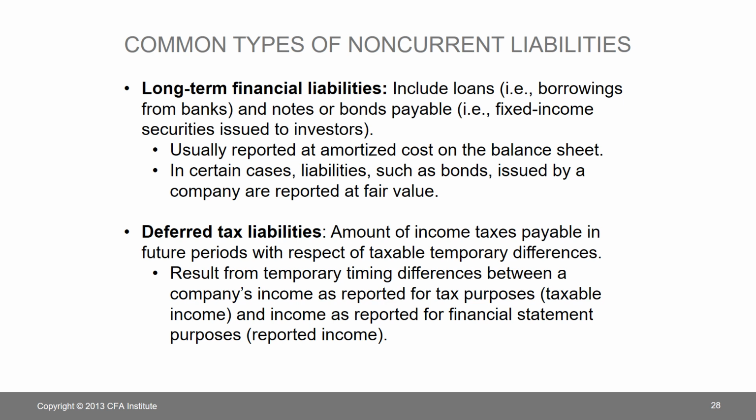When it comes to non-current liabilities, we have two common types of non-current liabilities. There are long-term financial liabilities and deferred tax liabilities. The long-term financial liabilities include loans, which is basically borrowings from banks, and notes or bonds payable, i.e. fixed income securities issued to investors by the company. They are usually reported at amortized costs on the balance sheet. At maturity, the amortized cost of the bond carrying amount will be equal to the face value of the bond.